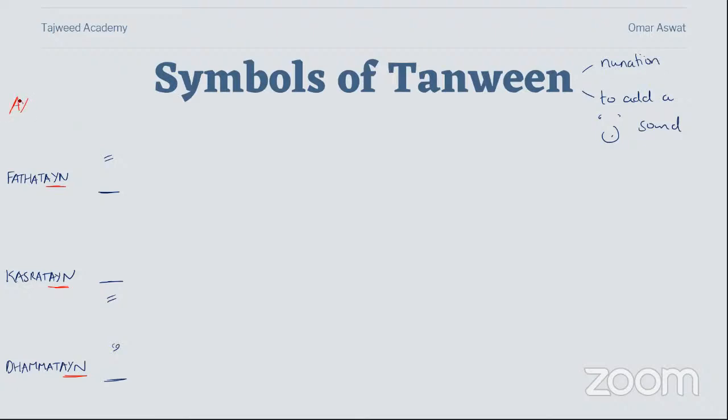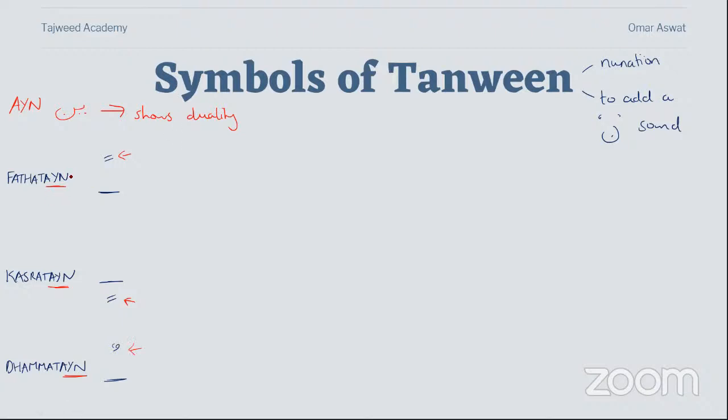In Arabic, it's adding ya noon at the end of the word. It shows duality, meaning two of each. As you can see, there's two fatha, two kasra, and two dhamma. So it shows duality if you add the ayn.